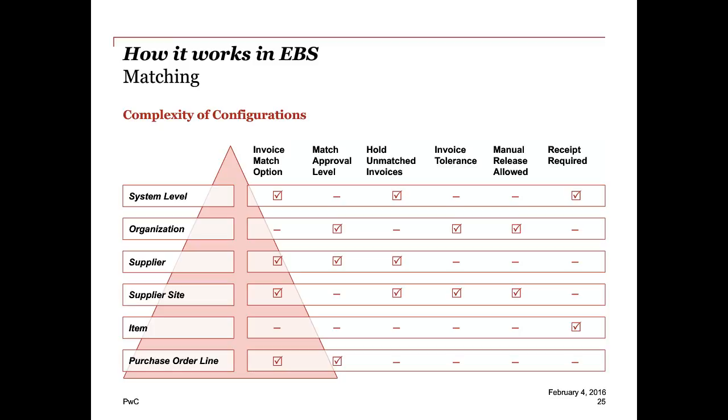And this just gives you a bit of perspective around there being different types of configurations. It's not just one configuration, yes or no. There's the invoice match option. There's the match approval level. There's the hold unmatched invoices. So even if you get the matching, you may not actually put the invoice on hold, which means it's not going to be stopped from being paid anyway. You have tolerances. You've got whether people can manually release those, whether a receipt is required. So all these configurations at multiple levels make it a very complicated setup.